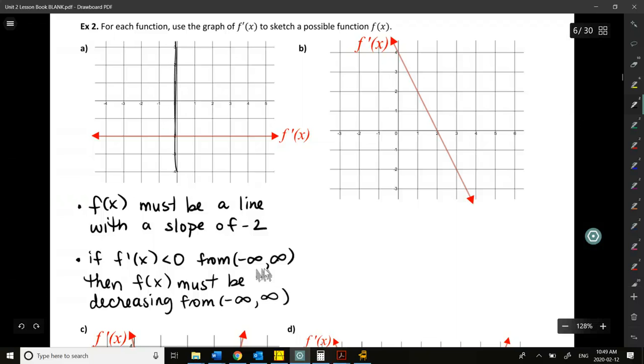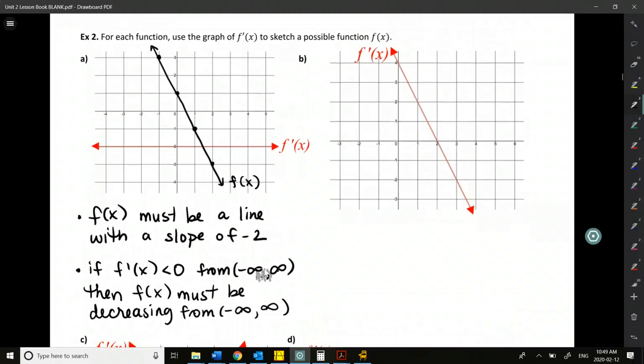So we really don't know where the y-intercept of that line is. We could put the y-intercept, let's say, at 1, and then we could just go down 2, right 1, down 2, right 1, and draw this line, okay? Again, as long as it has a slope of negative 2, you're good to go. We don't really know where that y-intercept is, but this could be a potential graph of f at x. I can have this line slid anywhere along this function.